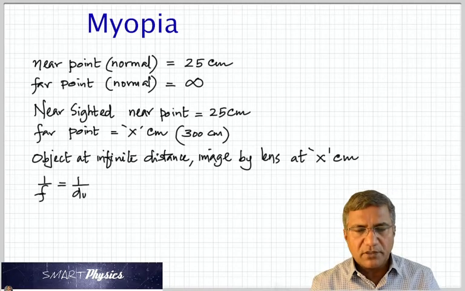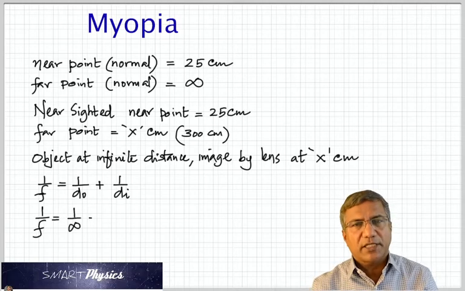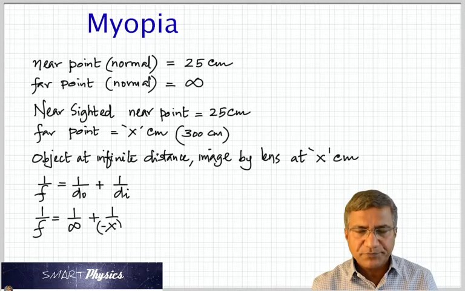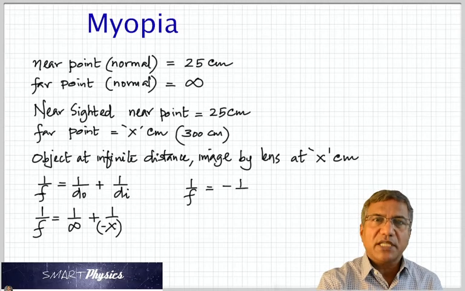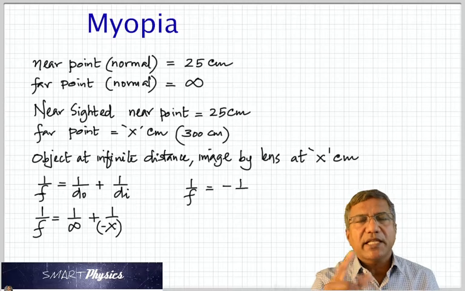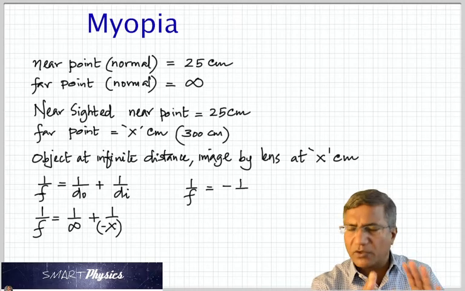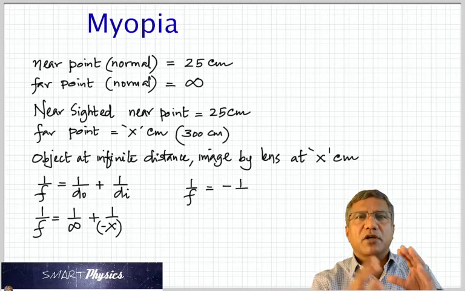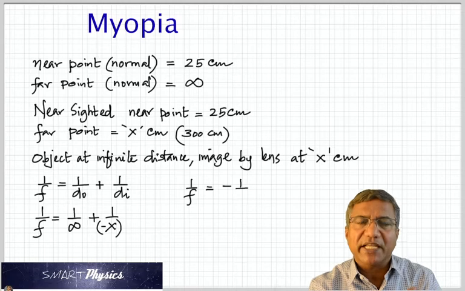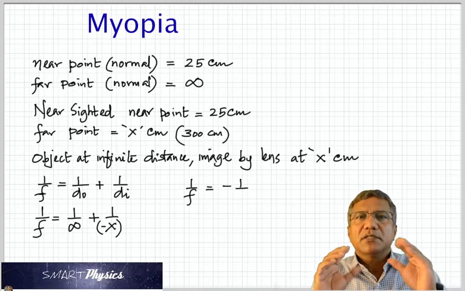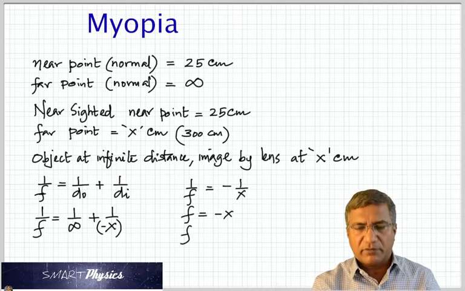Therefore, when we use the formula, 1/f = 1/do + 1/di, we're looking for the power of the lens, which means we need to get the focal length. This is what we get. 1 by infinity, because do is infinite distance away, di is negative x. Oh, that's crucial. Why negative? Because here we are talking about virtual images. That means di must be negative. The person can see, but this cannot be produced on a screen. So we get 1/f = -1/x, or f = -x.